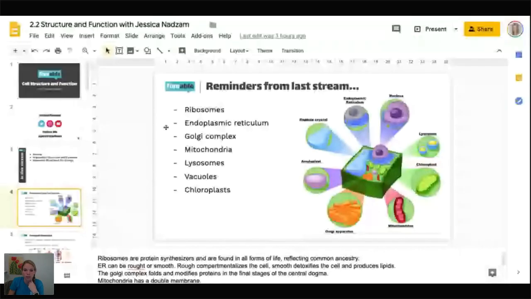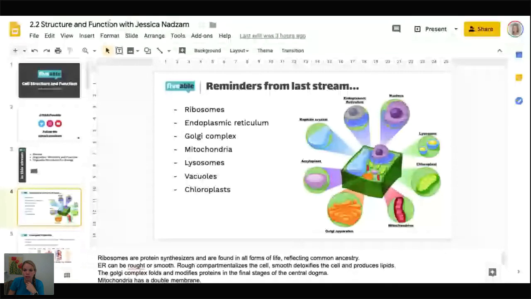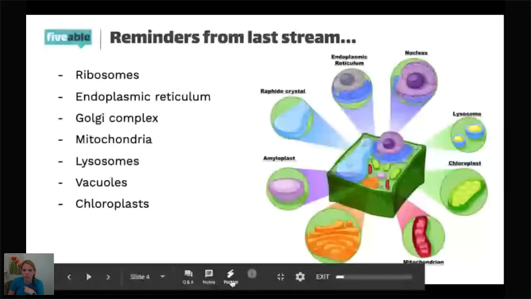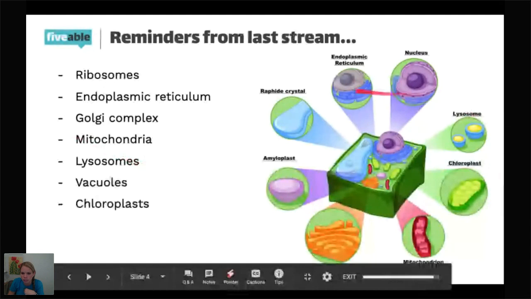Oops, I didn't mean to do that. Sorry, I was trying to get the pointer, but my mouse is glitching a little. So Golgi complex, we can see it. Do I not have it on here? I may not have it on this one because, oops.